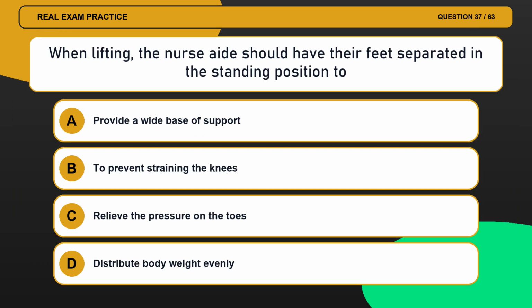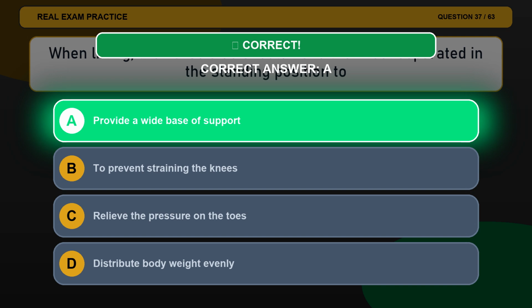Question 37. When lifting, the nurse aide should have their feet separated in the standing position to option A, provide a wide base of support, option B, to prevent straining the knees, option C, relieve the pressure on the toes, option D, distribute body weight evenly. The correct answer is option A, provide a wide base of support.